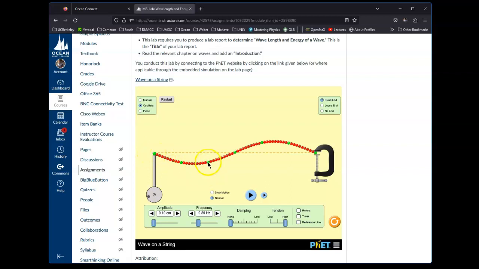The wavelength basically includes a trough and a crest. So start from here, and it ends right there. So this is the wavelength of this particular wave. So how do I measure it?